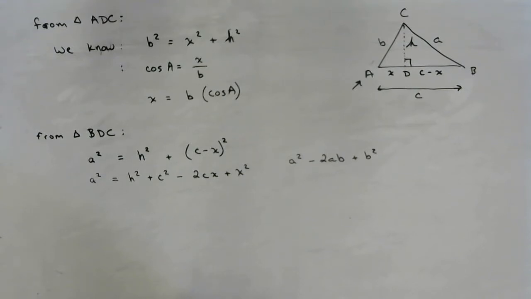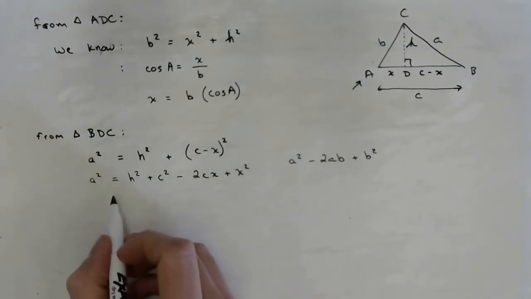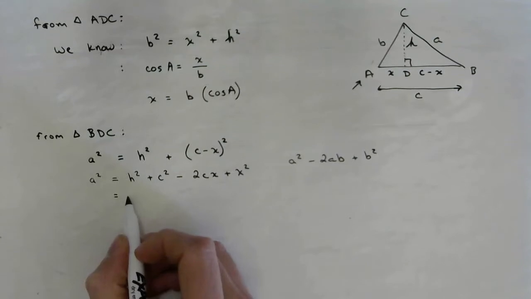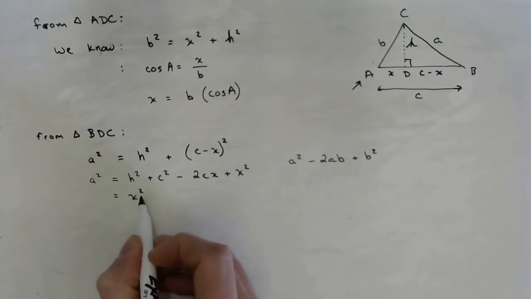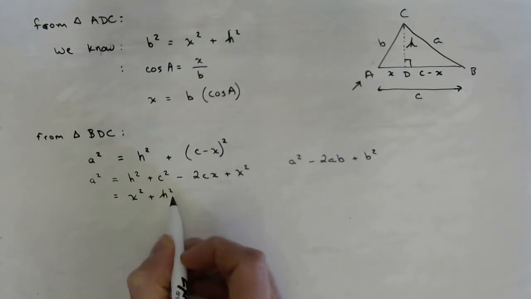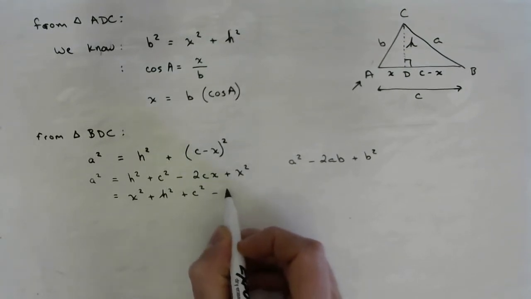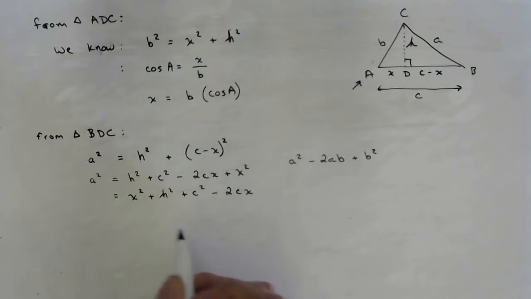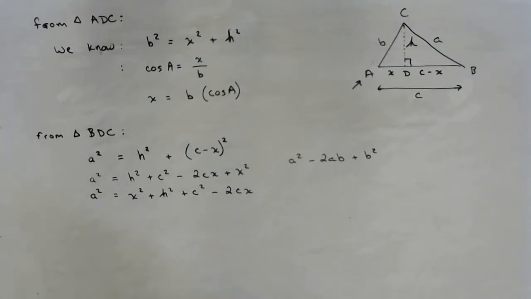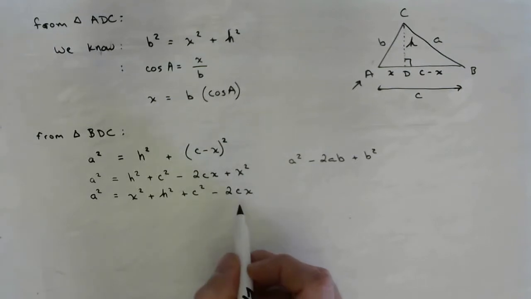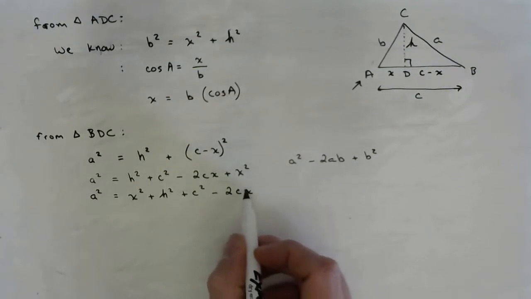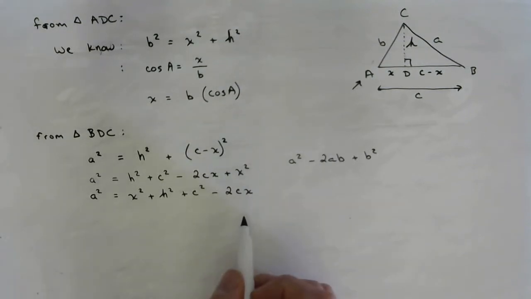Why is that? Okay, I'm just going to rearrange this on my right-hand side. I'm going to go with x squared plus h squared plus c squared minus 2cx. Okay, I haven't changed it there. I just rearranged it, so it's a little bit easier for me to work with. And now I know what this x is equal to.